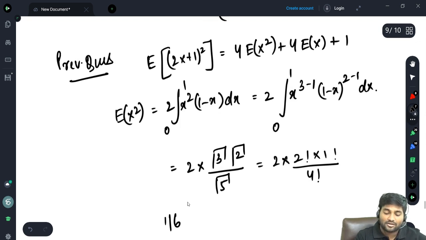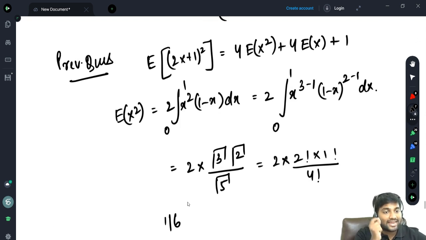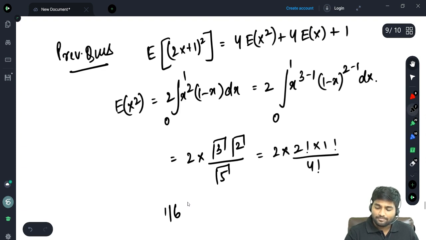Similarly, get the answer for the expectation of x and get the answer for the final one, the expectation of (2x plus 1) square. Basically apply beta integration. What is the final answer that will come? C is the final answer.